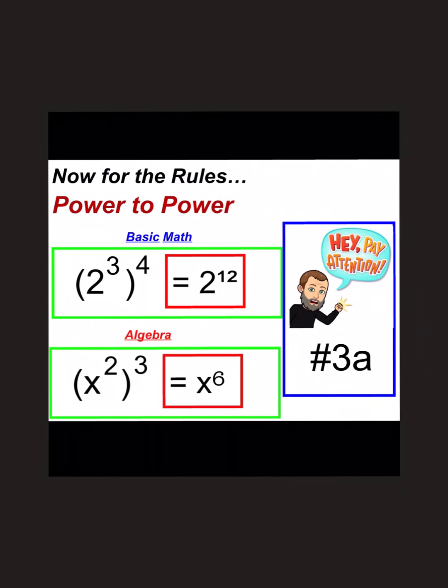Down in the algebra box, the same thing. You have an x to the 2nd power in the parentheses, a 3 exponent outside the parentheses. So now what you'd be doing is taking 2 times 3, which gives us 6.